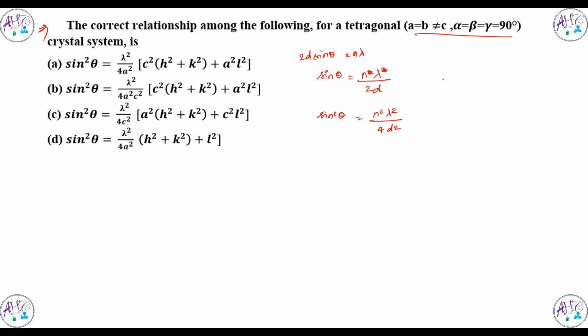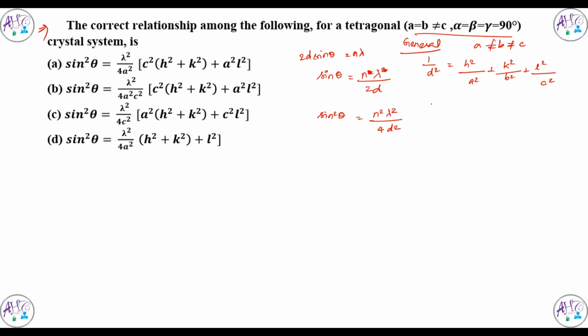Okay, and then in general, your interplanar distance, we can write it like 1 by d square is equal to, this is general, okay, in general, your 1 by d square is going to be equal to h square by a square plus k square by b square plus l square by c square. So when do we use this? We will use this interplanar distance expression when your a, b, c are all not equal.